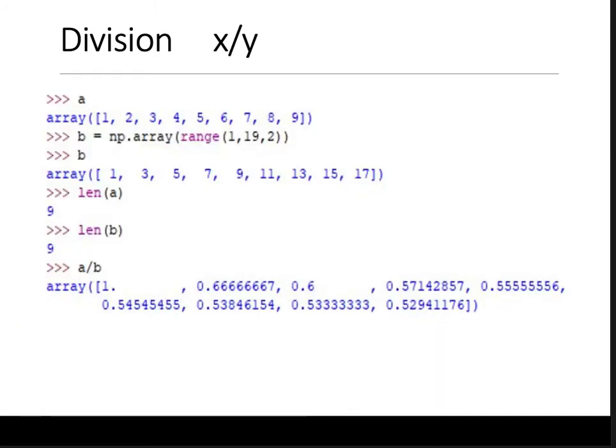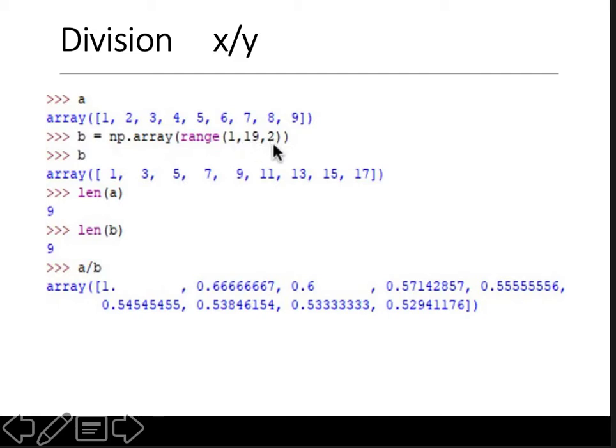So now we're going to see different operations that you can do on the whole array. So what is A? A is this array from 1, 2, 3, 4 up till 9. For B, we say create B as a NumPy array. And now the range function has three elements. If you remember the range function, it starts from this number. This is the first number to omit, meaning that the range is from 1 to 18.